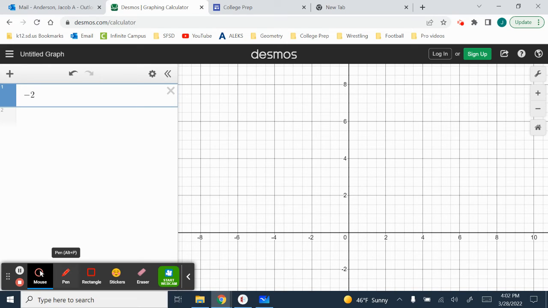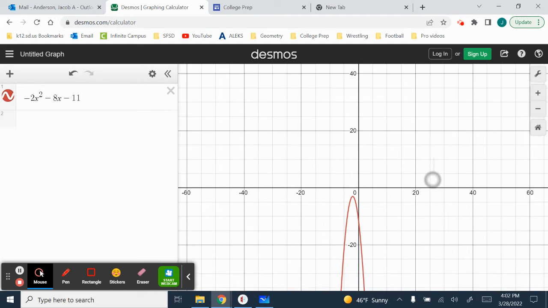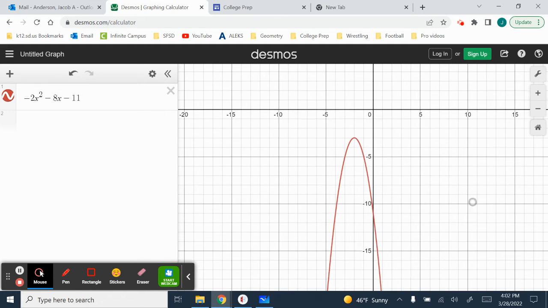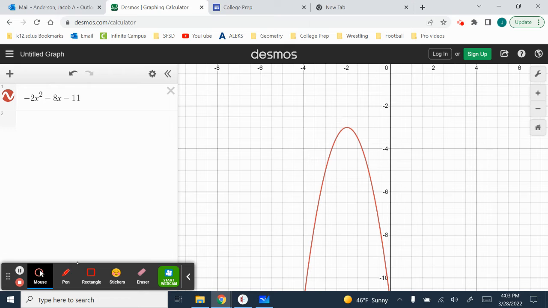Negative 2, negative 2x squared. I've already forgotten. Negative 8 and negative 11. Okay, I got to zoom out a little bit to see this graph. There it is. It's pointing down just like we said. Our vertex is located at negative 2, negative 3.